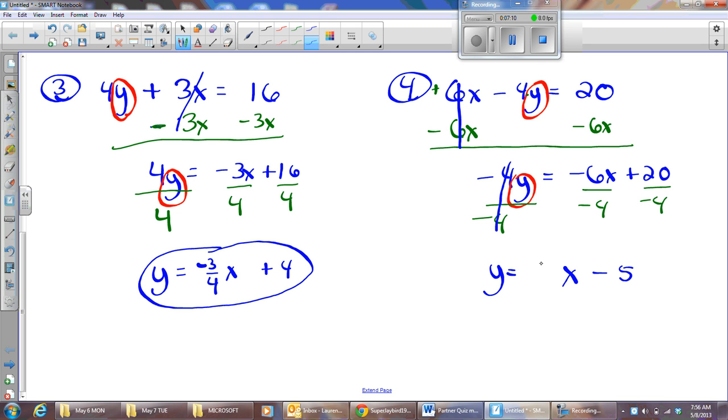Now, what's this going to be? I'm going to get 6/4. But remember I said on the last problem, make sure it's simplified as far as it can go. And if I divide both the numerator and denominator by 2, I'm going to get 3/2x minus 5. And I would leave it just like that.